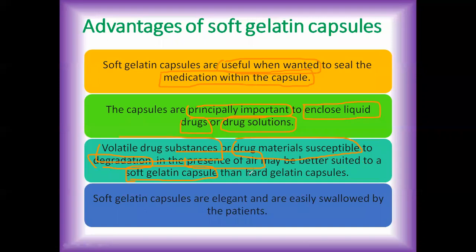So this is one of the unique things. The substances which are volatile in nature or which are susceptible to degradation in presence of air can be better formulated into soft gelatin capsules as compared to hard gelatin capsules. And one of the unique features, we can say, is that soft gelatin capsules are elegant and are easily swallowed by the patient. So these are some of the advantages of soft gelatin capsules.